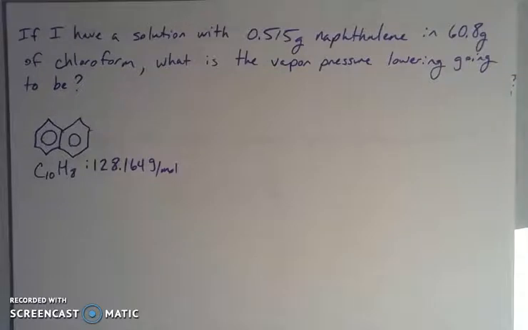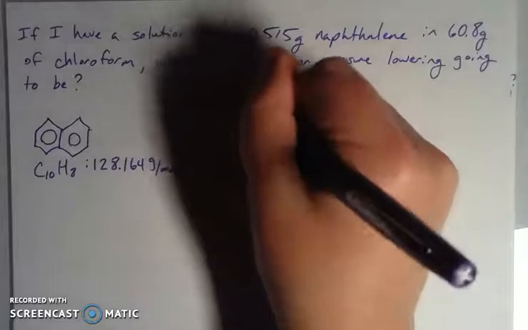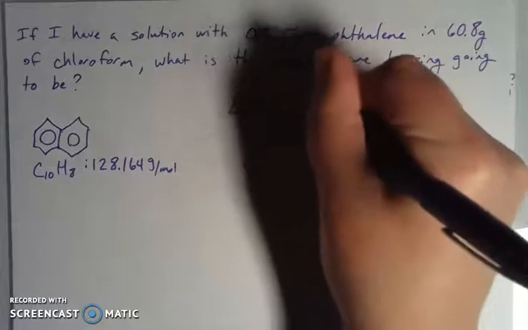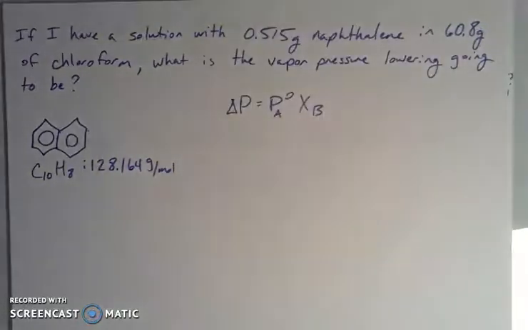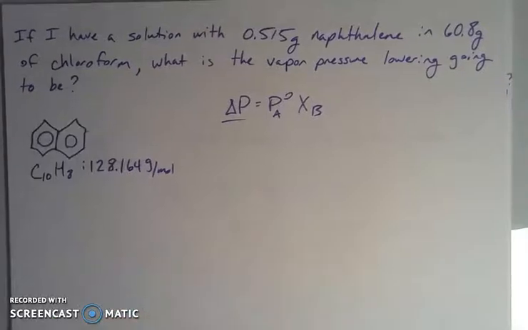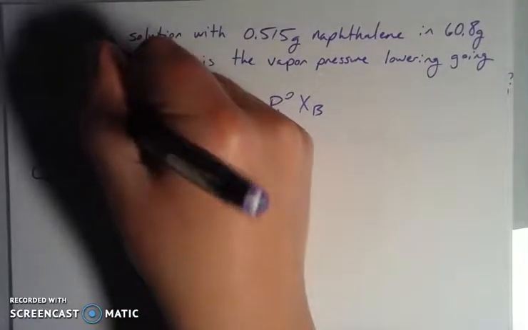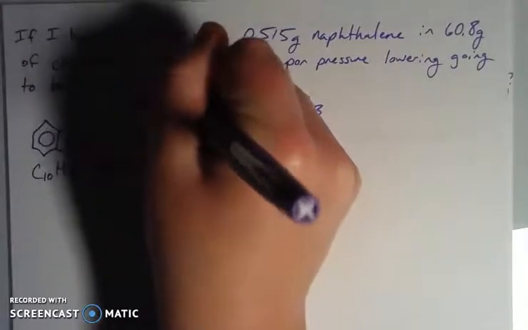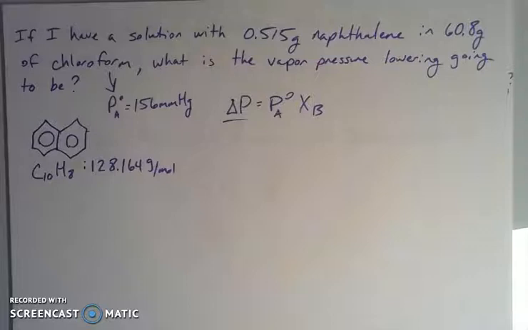Okay, so if I want to use Raoult's law, then my vapor pressure lowering is going to be equal to the partial pressure of my solvent times the mole fraction of my solute. So I need to figure out what I'm missing, because what I'm looking for is this guy. That's what it's asking about, the vapor pressure lowering. So what I need is the vapor pressure of my pure solvent. My solvent, the chloroform here, if I look this up, has a partial pressure of 156 millimeters of mercury. So that's important information.